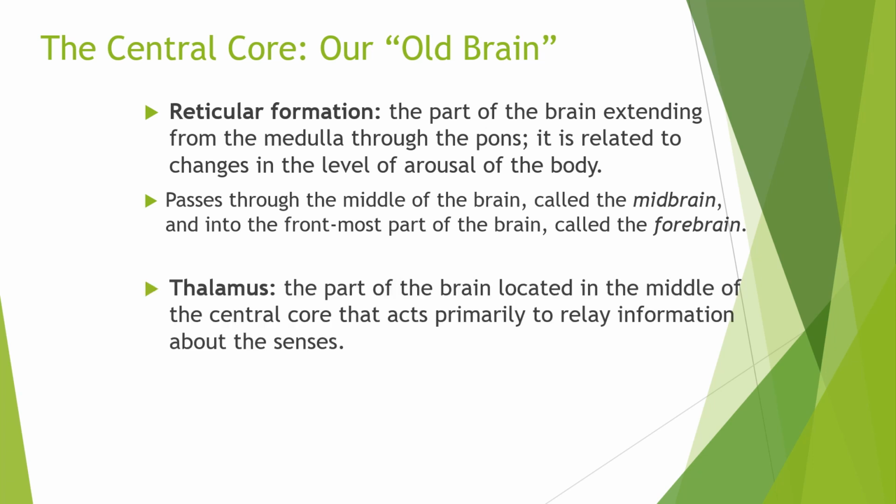We also have the thalamus. The thalamus is the part of your brain that is located in the middle of the central core, and it acts primarily to relay information about the senses. So information about eating and drinking, taste, smell, touch, hearing, and sight. So it's relaying information coming in from those various senses.